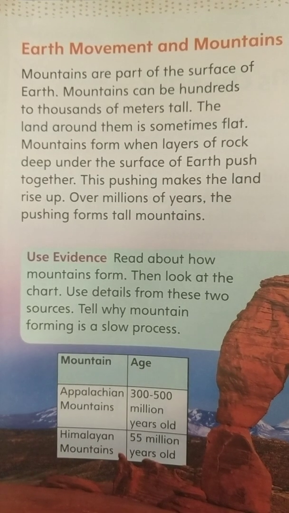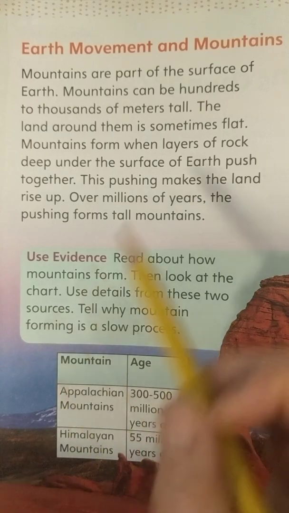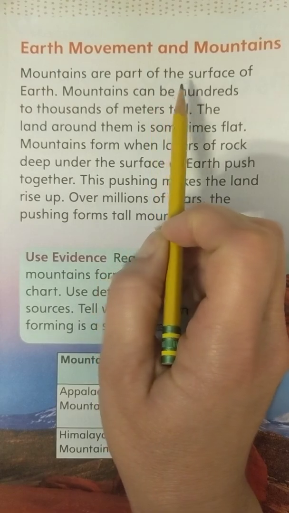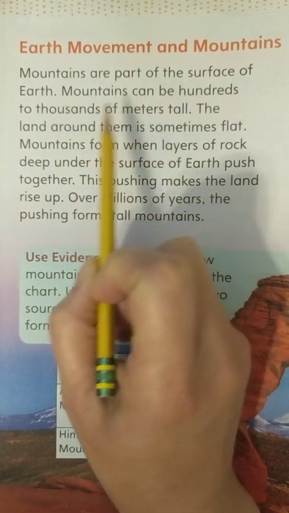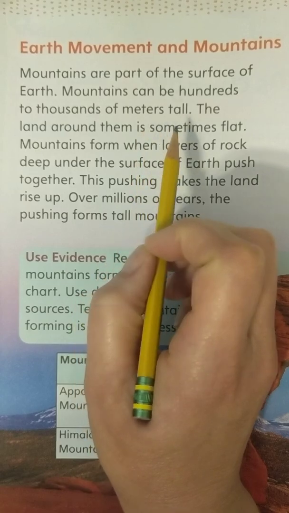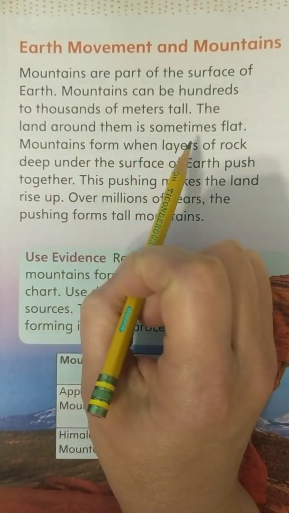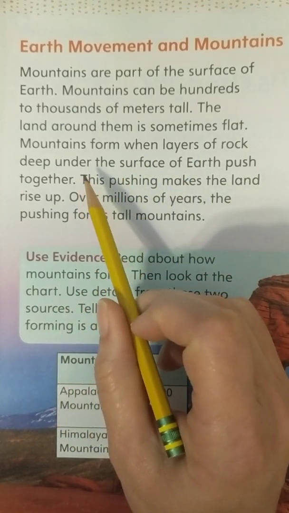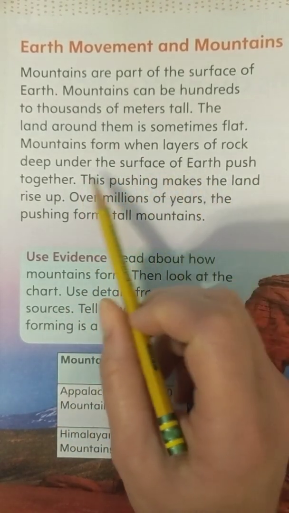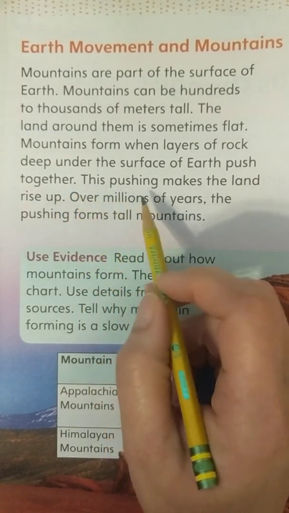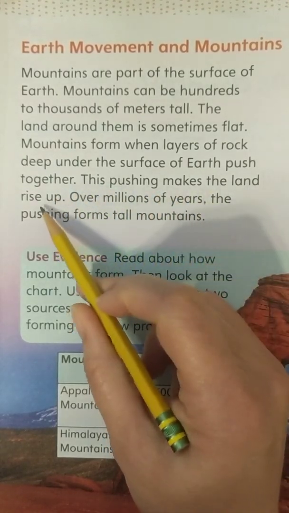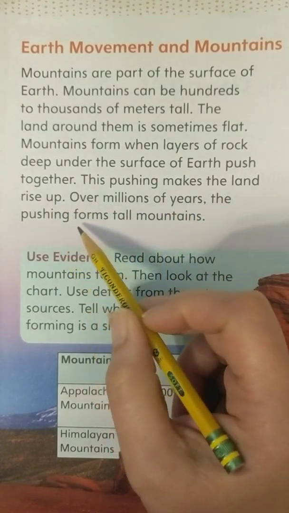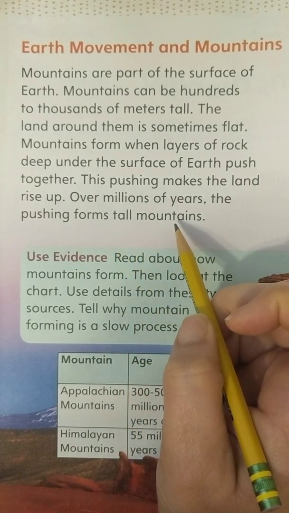Okay, let's go ahead and begin reading. Get your fingers out ready to follow. Earth, movement, and mountains. Mountains are part of the surface of Earth. Mountains can be hundreds to thousands of meters tall. The land around them is sometimes flat. Mountains form when layers of rock deep under the surface of the Earth push together. This pushing makes the land rise up. Over millions of years, the pushing forms tall mountains.